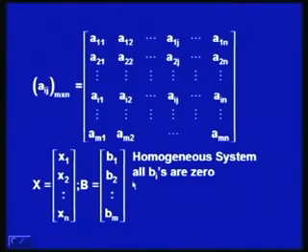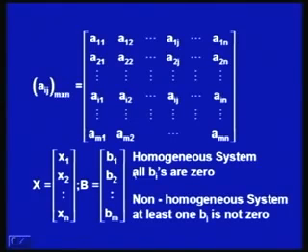This system of equations may be a homogeneous system. If all the bi's are 0, then we have a system of homogeneous equations, or we call it a homogeneous system. But if any one of them, or at least one of them, is non-zero, then the system is a non-homogeneous system.